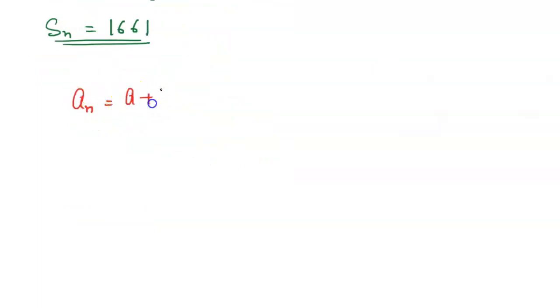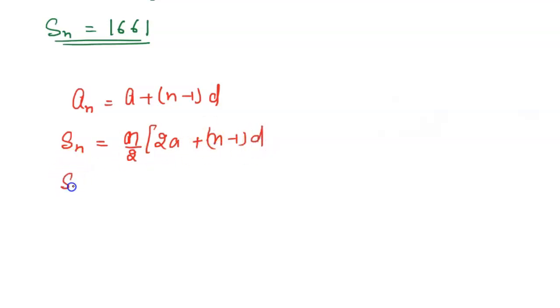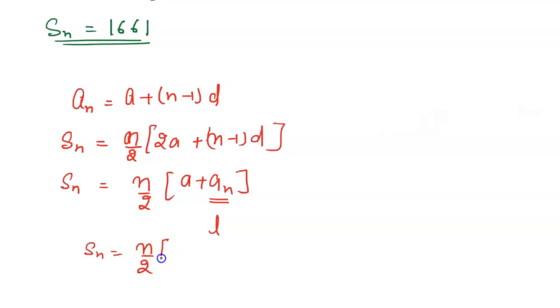Arithmetic progression. In this chapter we should use three formulas. First is an, which is the nth term: a plus n minus 1 into d. Second is Sn, which is the sum of the nth term: n upon 2 into 2a plus n minus 1 into d. And the last, the same formula for the sum of the nth term, is n upon 2 into a plus an, where an is written as L. So Sn is equal to n upon 2 into a plus L. L means the last term or nth term.